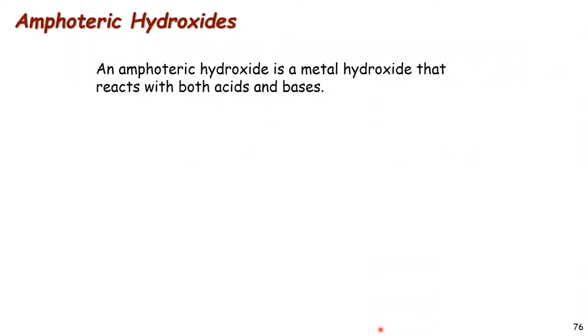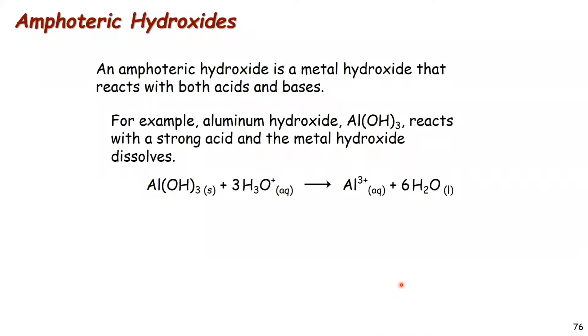Okay, next I want to talk about what we call amphoteric hydroxides. Now remember, amphoteric species can act as either acids or bases. So these are amphoteric hydroxides. They can act as an acid or a base. So let's take, for example, aluminum hydroxide. If I throw aluminum hydroxide in an acid, the acid's going to react with the hydroxides. It's going to rip them off the aluminum, and it's going to form aluminum 3+ and then the water molecules.